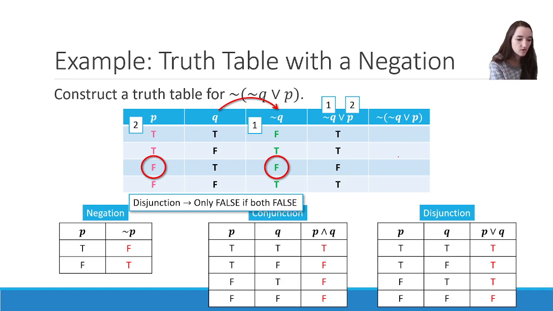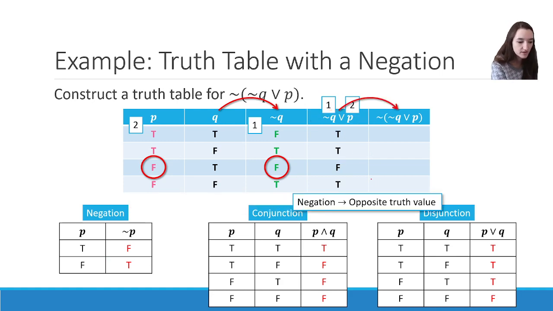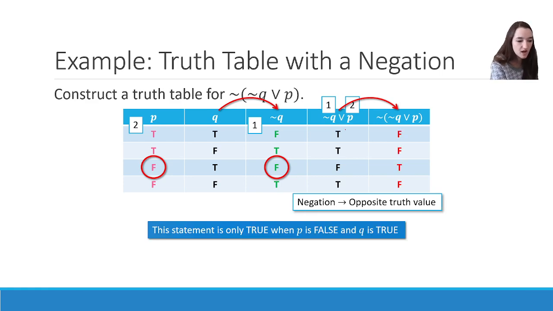Okay, so our final one is just a negation outside of parentheses. So it's specifically a negation of this parenthetical, right? So again, we have the negation. Well, negation just changes our symbols, right? So if we were true, it becomes false. True, false. False, true. True, false. So each of these becomes the opposite of what this column had said.